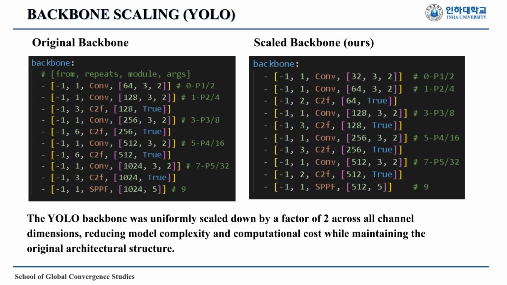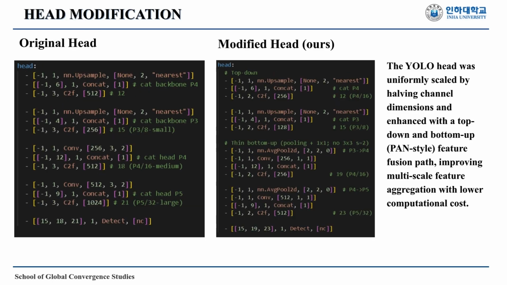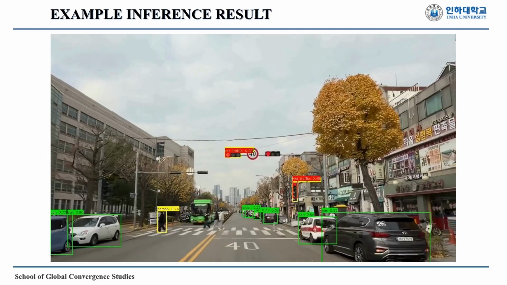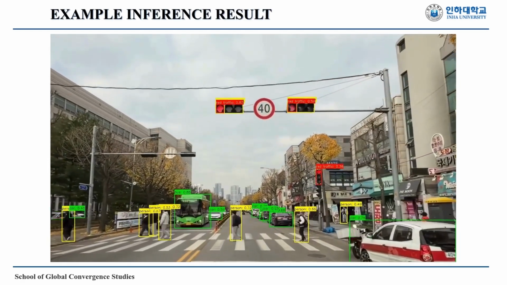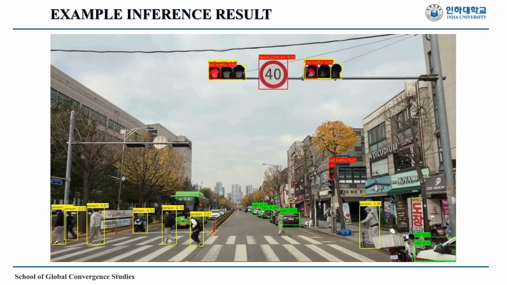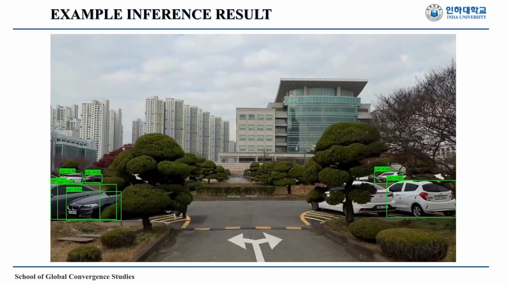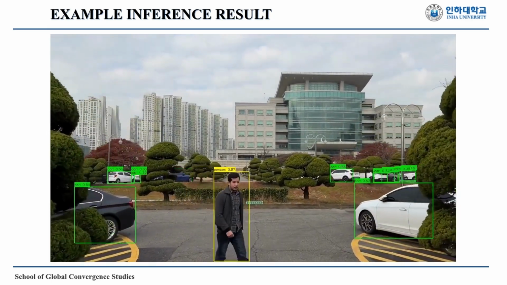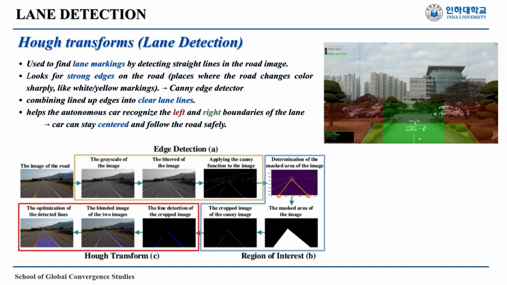For our backbone, we decided to scale it by 2 for lower computational cost. When it comes to our head modification, we also scaled it by halving all channel dimensions and enhanced it with top-down and bottom-up path aggregation network feature fusion paths, improving its multi-scale feature aggregation with lower computational cost. This is an example inference result from our model. Here, as you can see, it can detect different persons, vehicles, and different traffic signs.